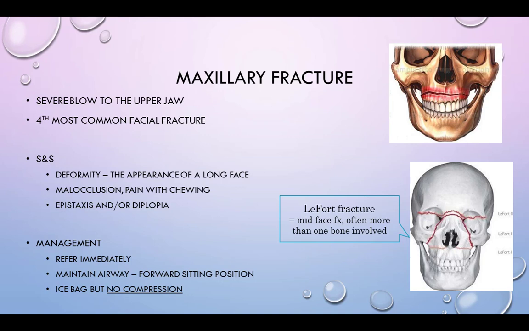Maxillary fractures occur from a severe blow to the upper jaw. They are the fourth most common facial fracture. Signs and symptoms include deformity or the appearance of a very long face, malocclusion, which is where the teeth do not meet properly, pain with chewing, and epistaxis and or diplopia. Management should include immediate referral to a physician, having the athlete sitting forward to maintain the airway. If an athlete leans back, the blood may go down the throat and into the stomach. When blood enters the stomach, there's a good possibility of vomiting, which wouldn't feel very good with a fracture. You can also apply an ice bag, but do not compress the injury.